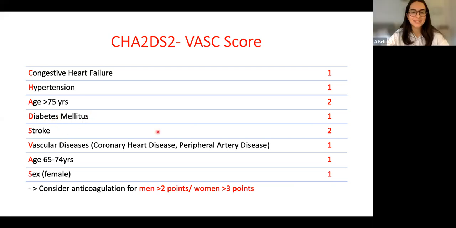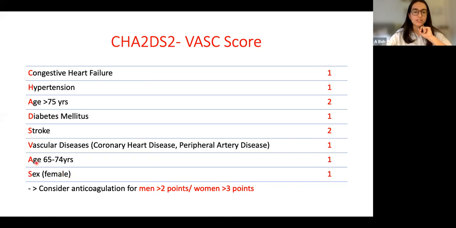So we have diabetes. This will also give our patient 1 point. Stroke. Stroke is a very important risk factor as well. So stroke will give our patient 2 points. Vascular diseases like coronary heart disease or peripheral artery disease will also give the patient 1 point.